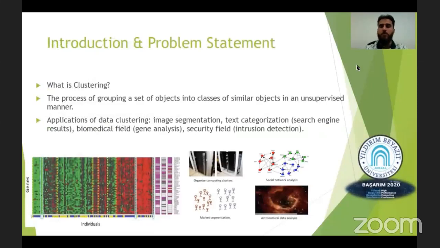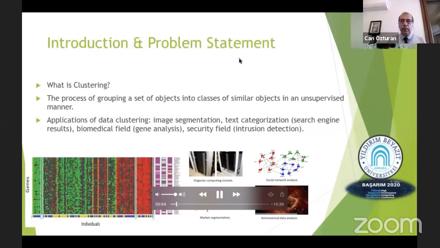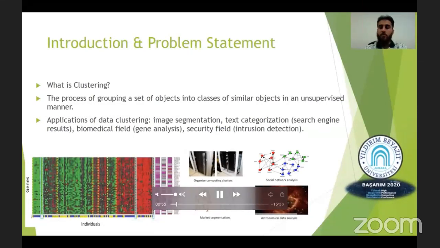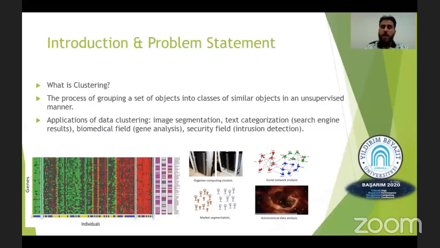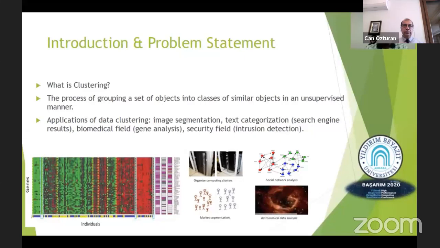Grouping a set of objects into classes of objects in an unsupervised manner. So the applications of data clustering are many. We have image segmentation, text categorization like the one used in search engines. We can use it in the biomedical field for gene analysis, in the security field for intrusion detection, and also in marketing for market segmentation.